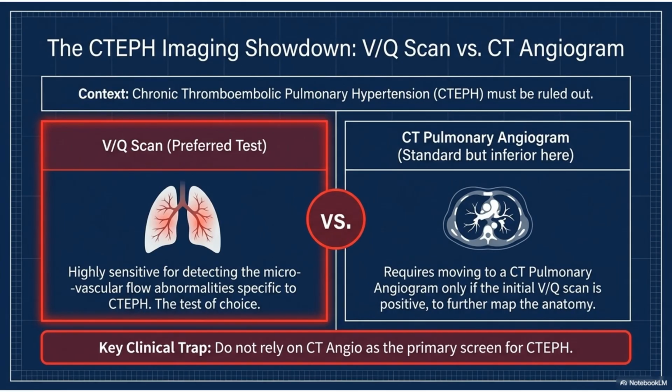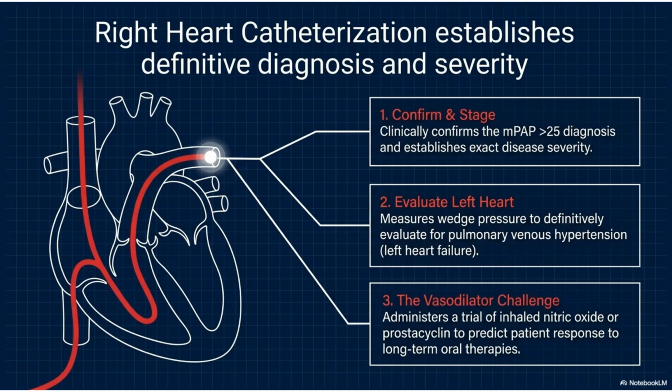For chronic thromboembolic pulmonary hypertension, or CTEPH, the V/Q scan is the preferred test, being highly sensitive for microvascular flow abnormalities. A CT pulmonary angiogram should be used only if the V/Q scan is positive. Right heart catheterization is key to confirming and staging the diagnosis and severity. It evaluates left heart pressures and includes a vasodilator challenge to predict the patient's response to oral therapies.